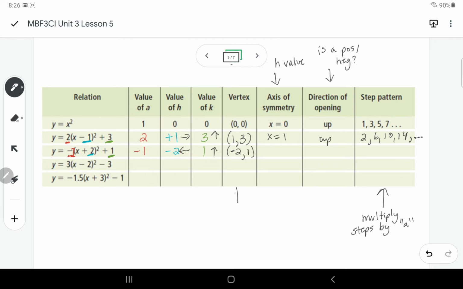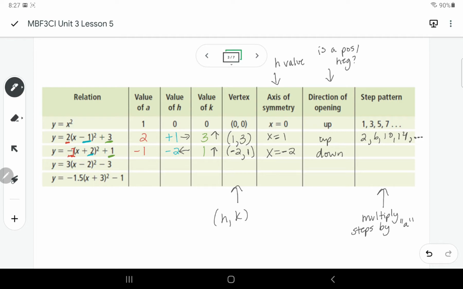Notice that the vertex is always just your H and your K. The axis of symmetry is always just your H value, so that's x equals -2. And the direction of opening comes from whether A value is positive or negative. And here it's a negative, so that's going to be opening down.